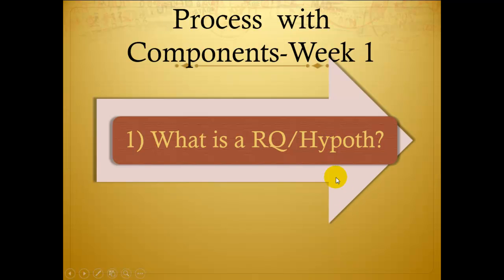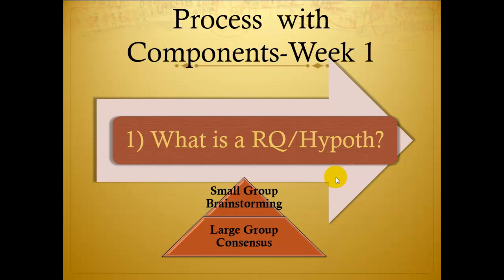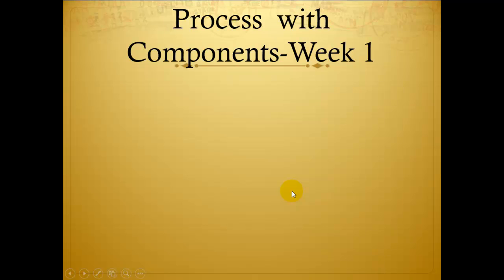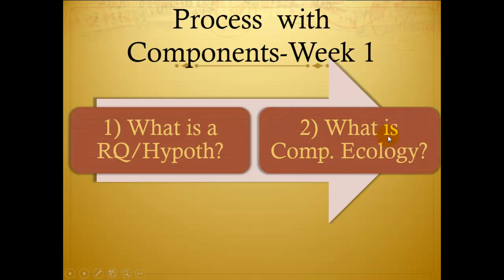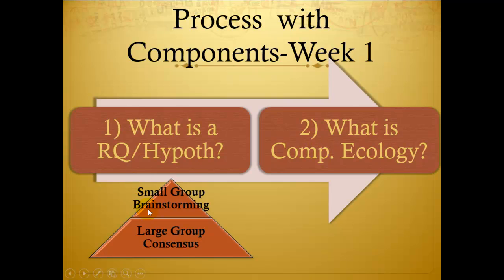Well, let's break that down even further. So right off the bat, the first thing you're going to do in lab this week is ask the students, what is a research question and a hypothesis? What's the difference? They're going to do some small group brainstorming, and then they're going to come together, come up with a large group consensus. Once we've got that down, the next thing you're going to do is ask, well, what is competition ecology? Same format. Right, we did some small group brainstorming, some large group consensus here.